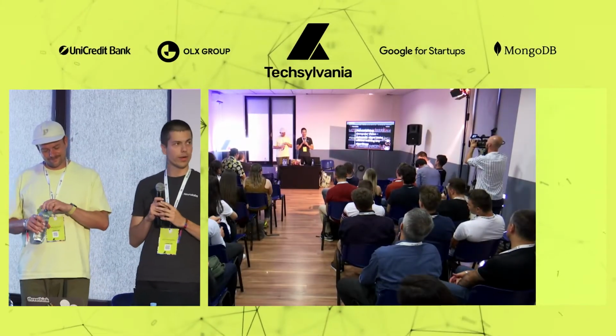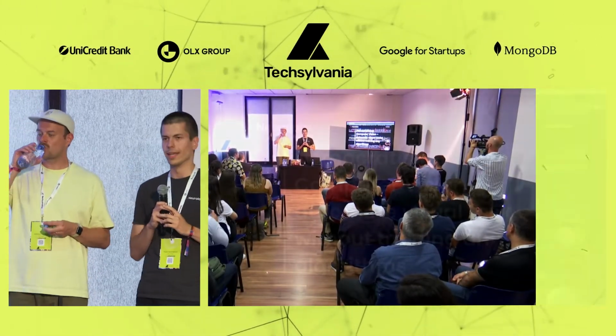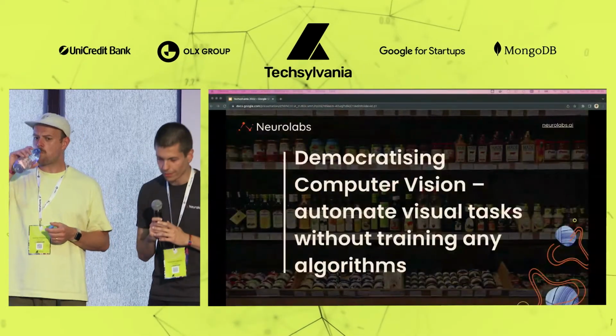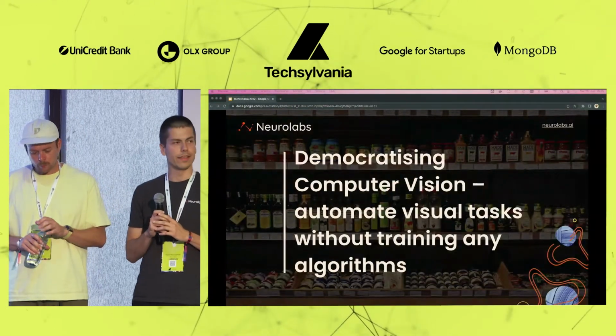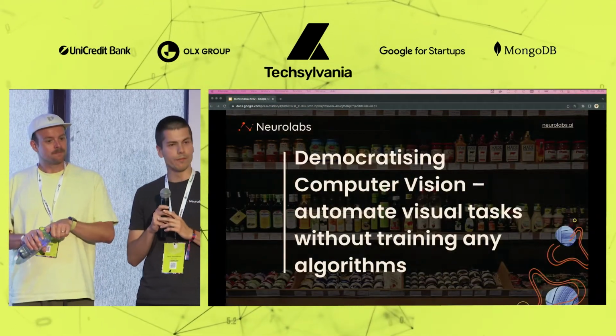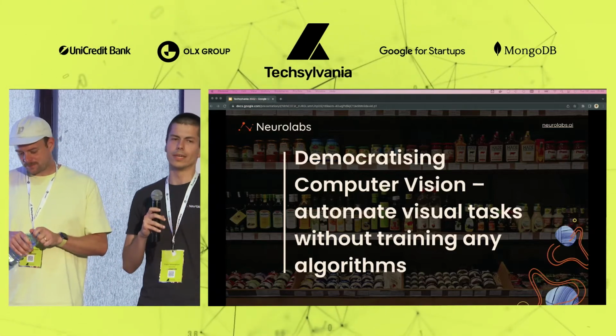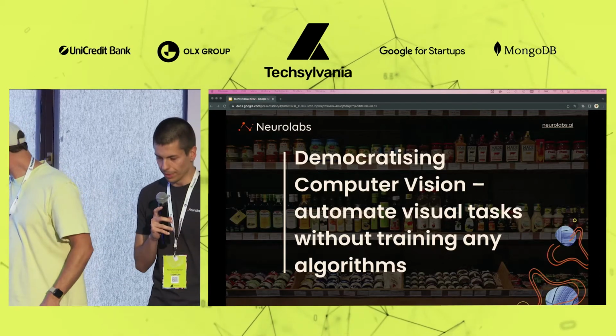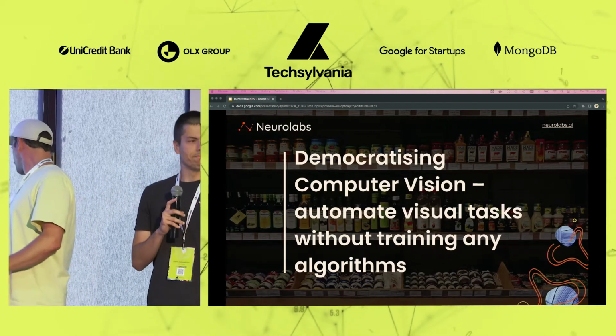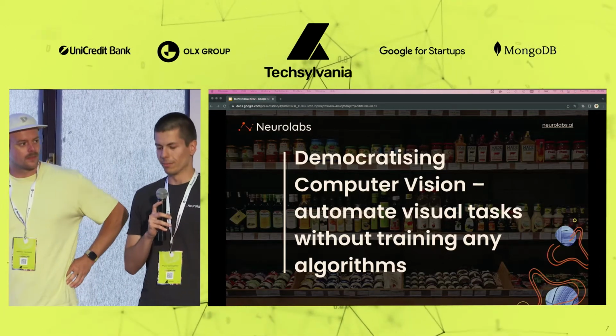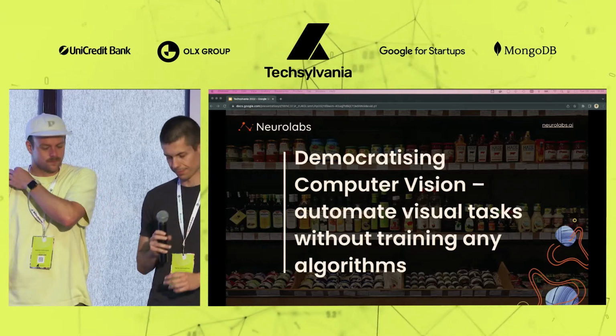Welcome to our workshop. We are Neurolabs, and our workshop is on democratizing computer vision. That sounds fancy, but that's a nice way of saying we want computer vision accessible to developers. How do we plan to do that? With a low-code platform. You'll have to see it.